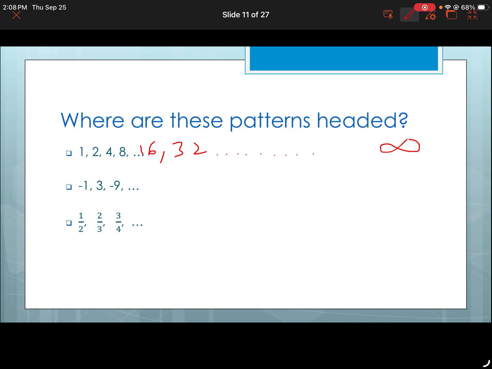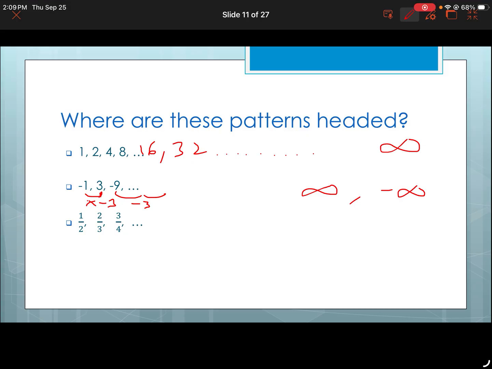This one, it goes from -1 to +3 to -9. So what we're doing here is we're timesing by -3, aren't we? Because from that one to that one, it's times by -3. From this one to this one, it's times by -3, etc. So this one is going to go to positive infinity, and then it's going to go to negative infinity, and then positive infinity and negative infinity. So this one actually ends up in two places, depending on where you stop it.